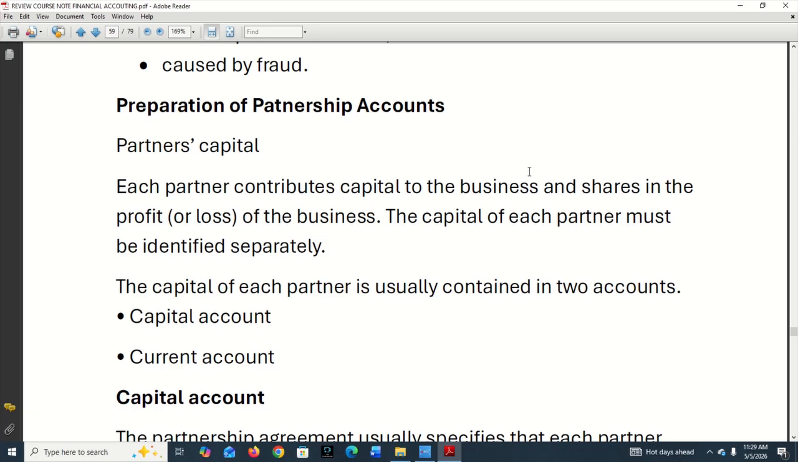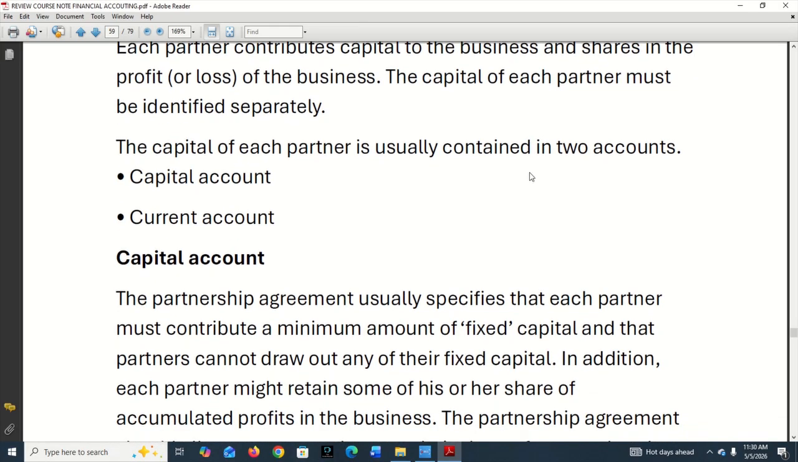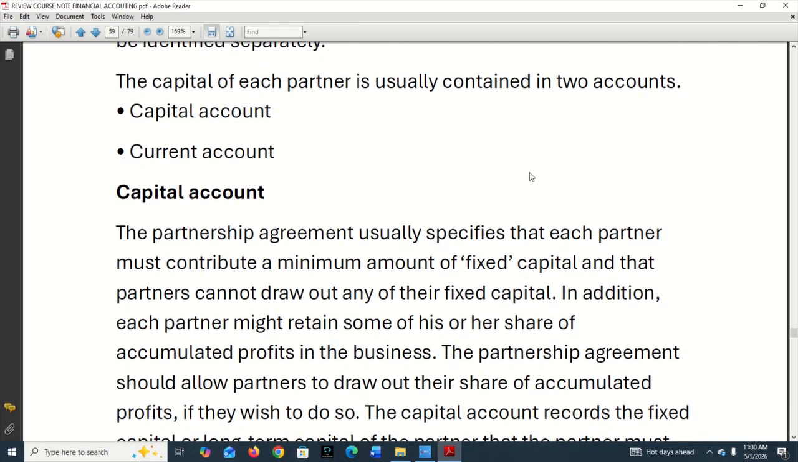Okay, so let's start from partners' capital. Each partner in a partnership will contribute capital to the business, and then they will share in the profit or loss of the business. So they will come together, share profit, and at the same time share loss and contribute capital. Now, the capital of each partner is usually contained in two accounts: the capital account and the current account. So we look at it together now.